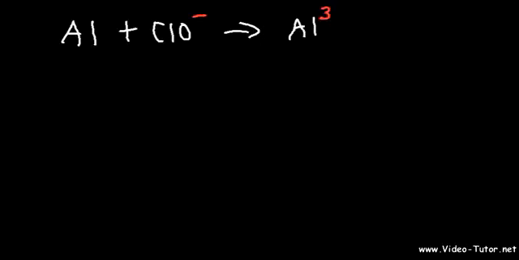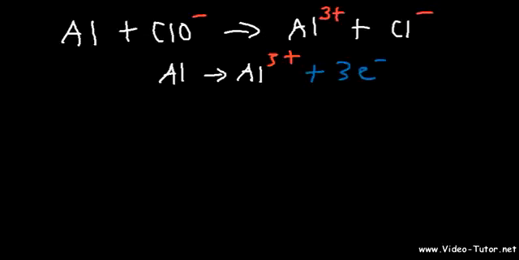Let's try another one under acidic conditions. Feel free to pause the video and try this example. Let's begin. Let's start with aluminum. All we need to do is add 3 electrons to balance the charge, and that's it for that half reaction. Next, let's look at hypochlorite.